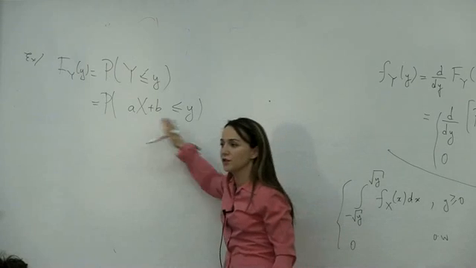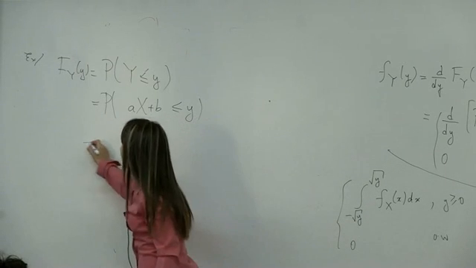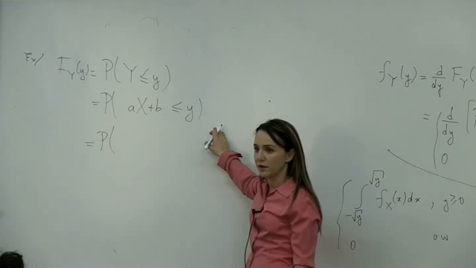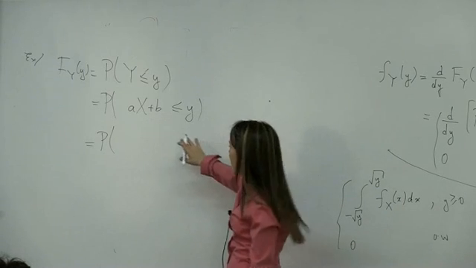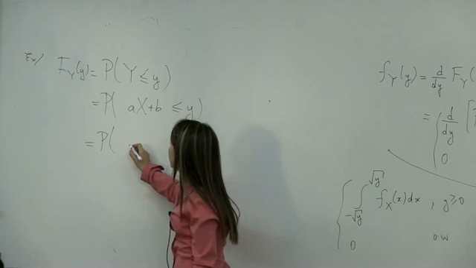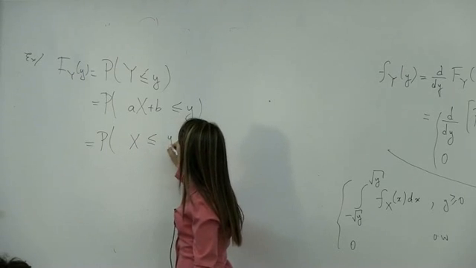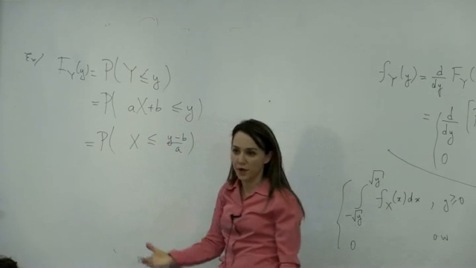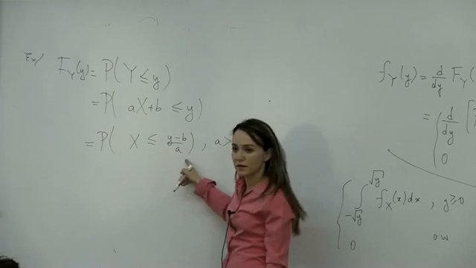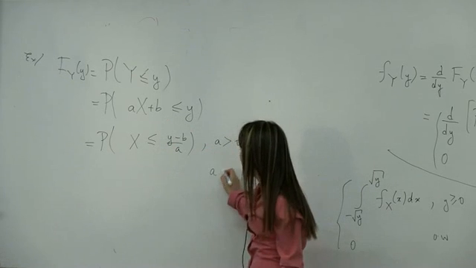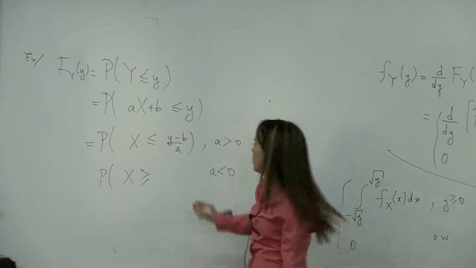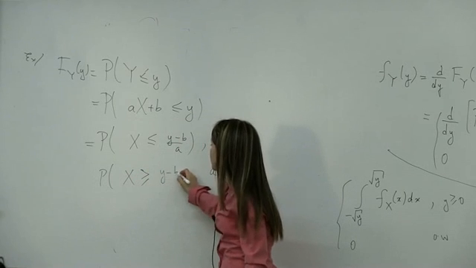But this is in terms of X, so we can compute this. Simply do an algebraic manipulation inside this, being careful with the inequality. aX plus b is less than or equal to y if and only if X is less than or equal to (y minus b) over a, if a is positive, right? If a is positive, this is equivalent to this. But if a is negative, the inequality switches direction, right? So X is bigger than or equal to (y minus b) over a.